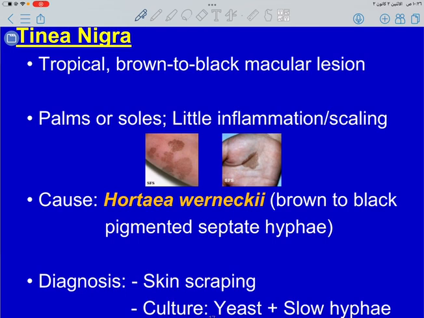The cause, this is the important thing, Hortaea werneckii. If you see this picture, what is the cause? Hortaea werneckii. So you can see black to brown pigmented septated hyphae. Diagnosis: skin scraping. Culture, you will find yeast and slowly growing hyphae.